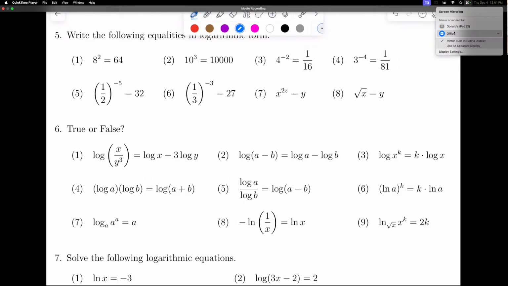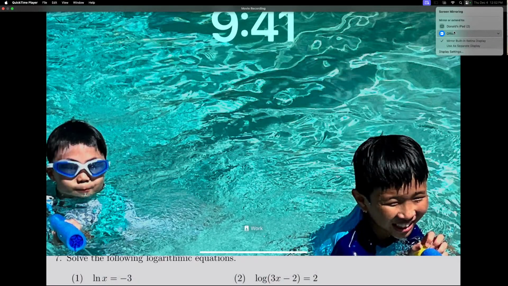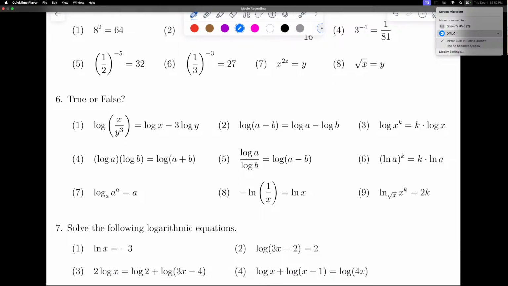The property says log x to the k, k can bring it down, so I would just put it as k log of x. But he is right. If you plot the graph, you're going to have two different versions of the graph, and it could be on the other side, reflecting across the y-axis. I don't know why. I've never seen that before, so I have to go research. But I'll let you know in the future. Okay, any other questions?